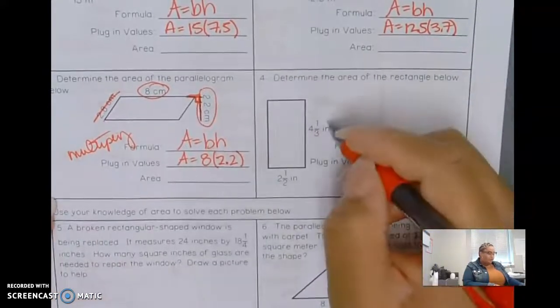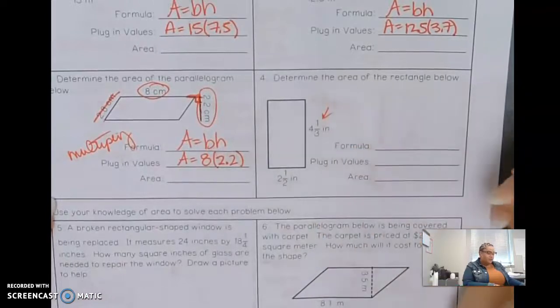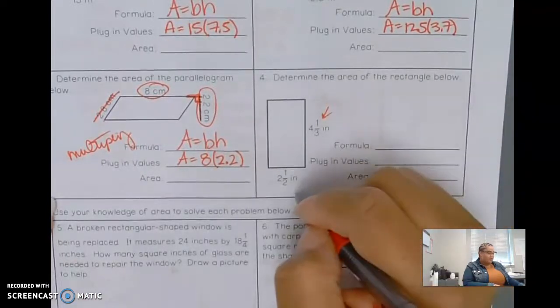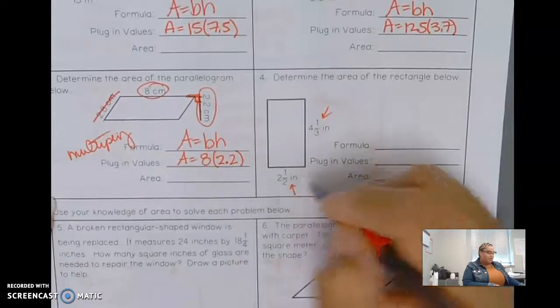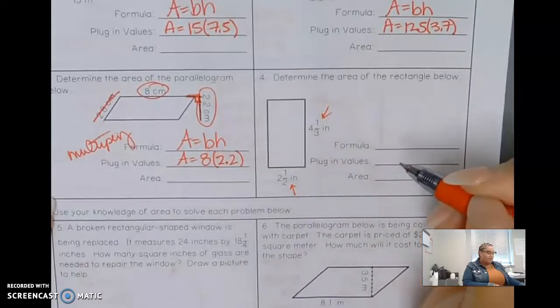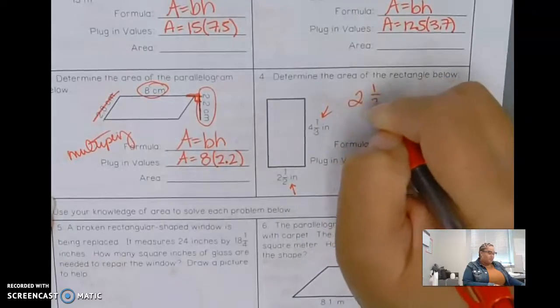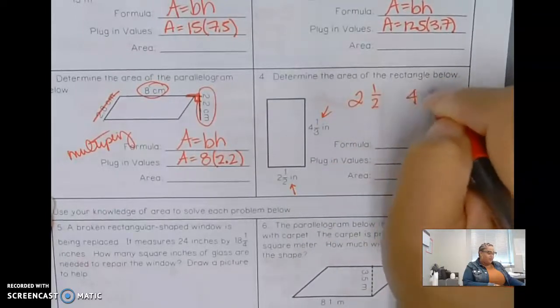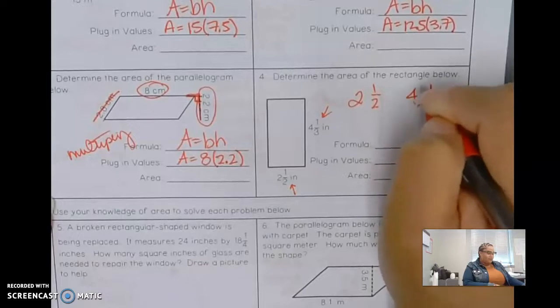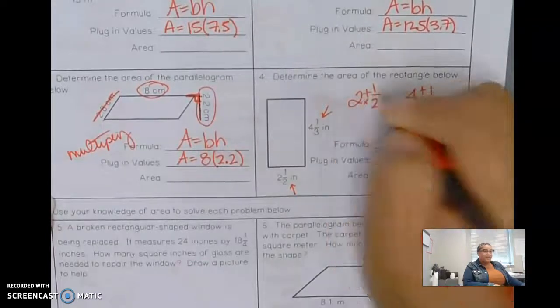Number 3. Leave this as a fraction, and then you could turn this into an improper fraction. 2 1/2 and 4 1/3. Multiply, then add. Multiply, then add.